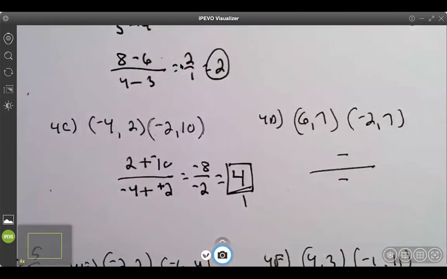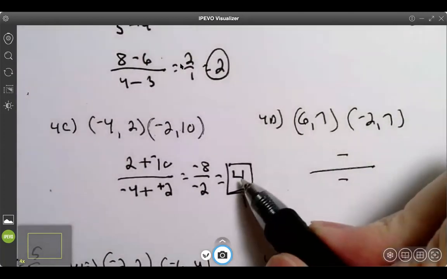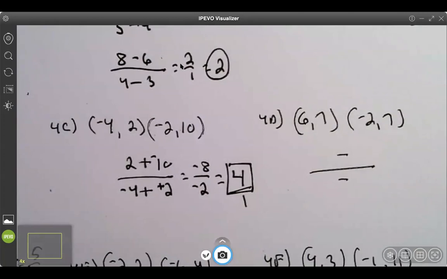Now, you could put 4 over 1, because when we graph these, we kind of need a denominator because we're going to rise 4, run 1. But if it just asks you for slope, the simplest way to say it is 4, not 4 over 1. So we should be writing 4.